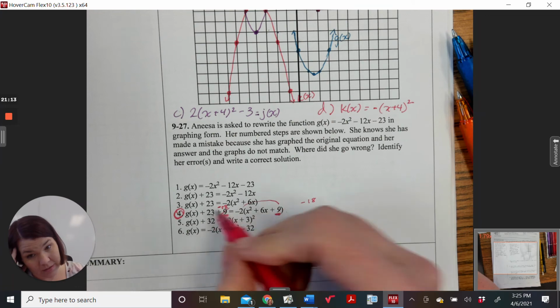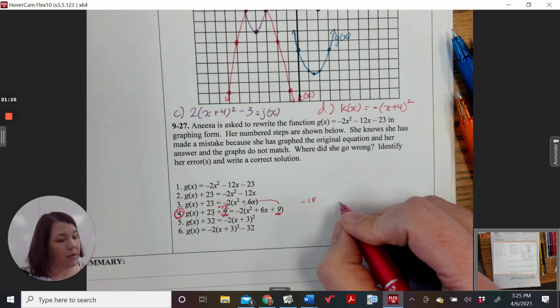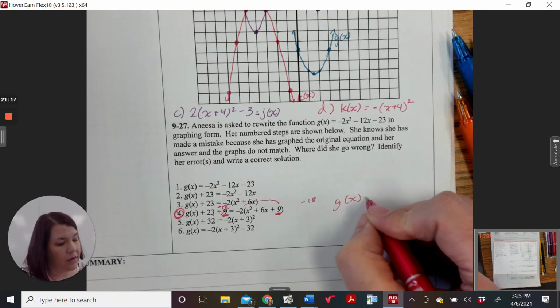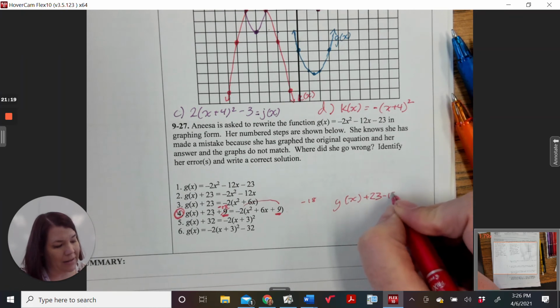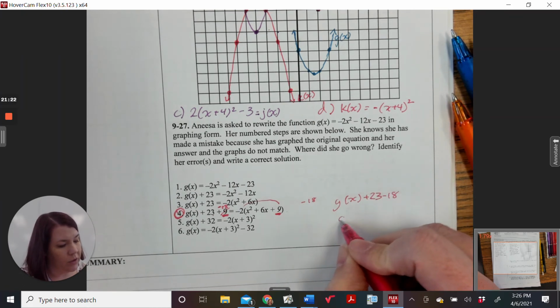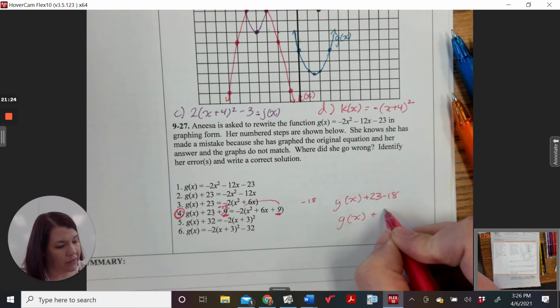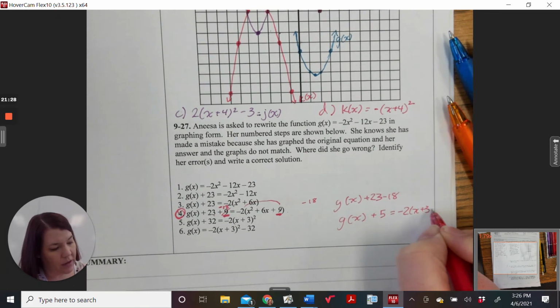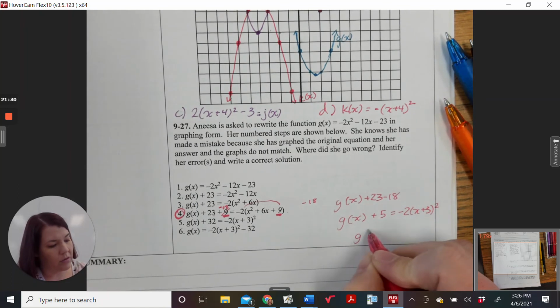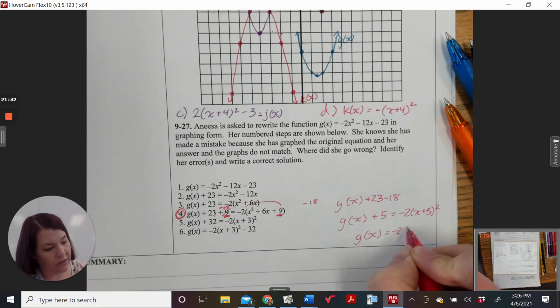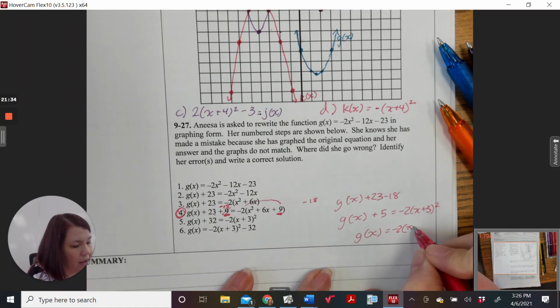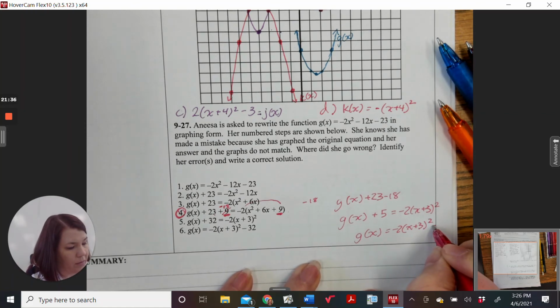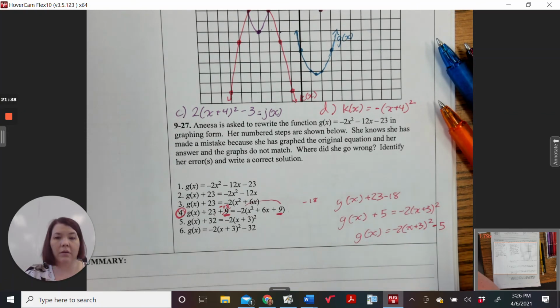Which makes this, from this line, it will now be g of x plus 23 minus 18, which will be g of x plus 5 equals negative 2 parentheses x plus 3 quantity squared. So g of x is equal to negative 2 parentheses x plus 3 quantity squared minus 5. And we'll just look at decimals and make sure we're right about those two, and we'll be finished.